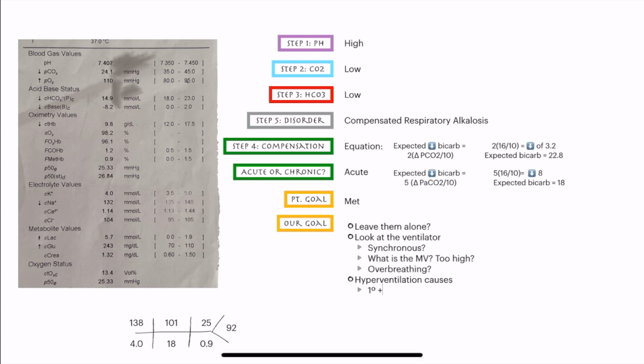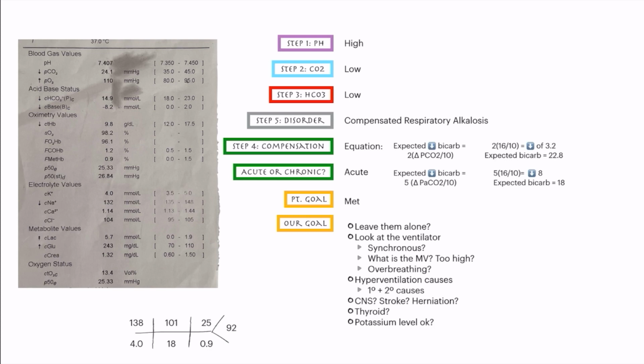So what do we want to do? Well, this might be someone that we consider leaving them alone, right? They're doing what they need to do on their own. Or we could also look at conditions in which the patient is asynchronous with a ventilator, whether or not there is something contributing to them over breathing. Although this is such a narrow, 7.407, y'all.